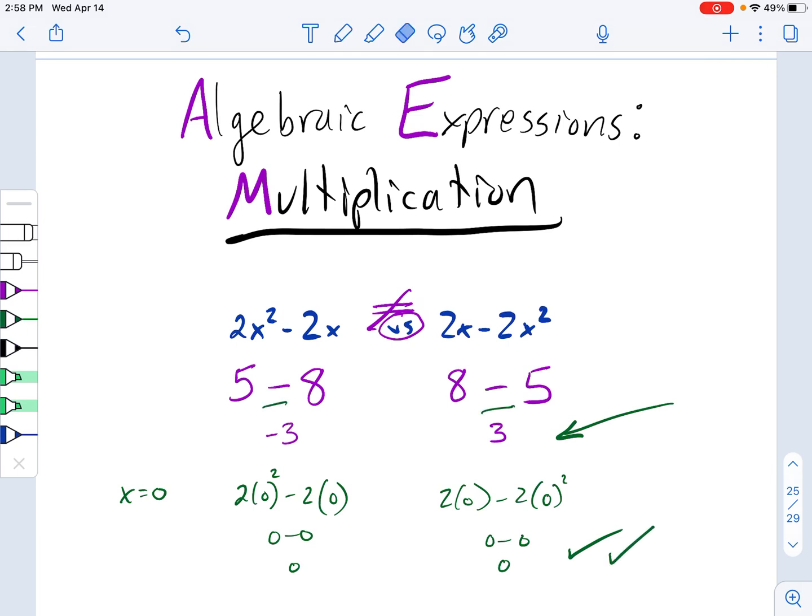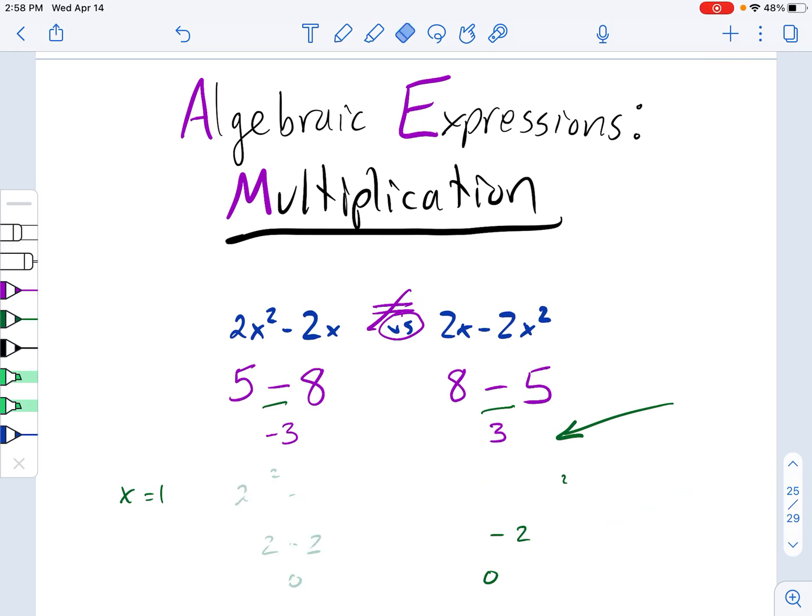Okay, well, let's try a different one. What if x was equivalent to 1? So let's go through and look at that. So let's say x is 1. So we have 2 times 1 squared is 2, minus 2 times 1, so that's 0. 2 times 1 is 2, minus 2 times 1 squared, that's 0. Wait, so it works again? Hold on, how is the commutative property suddenly working with subtraction in algebra? Is that what's going on here?